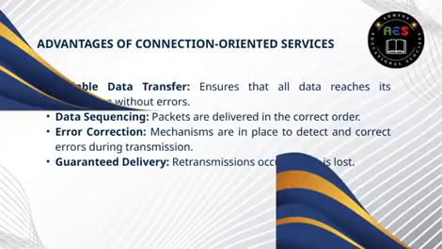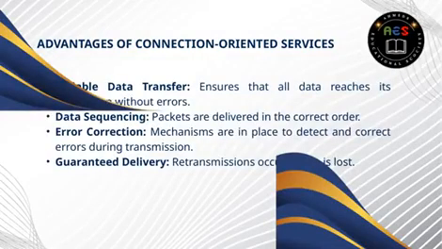Sequencing makes sure that everything is in the right place, making the data meaningful once it arrives. Then there's error correction. During transmission, errors can happen, but with these mechanisms in place, errors are detected and corrected automatically. This way, the integrity of the data is preserved, and what you receive is exactly what was sent.